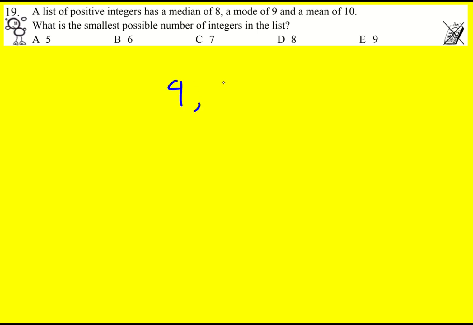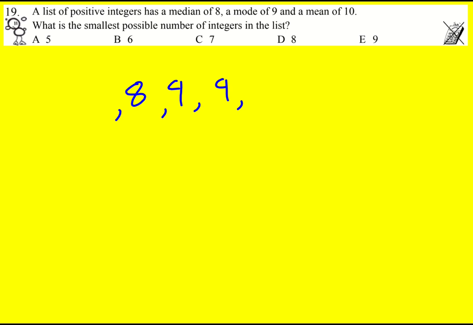I'm going to put the modes down to start with. So I know there's at least two nines in this number. I then know that the median is 8, so it's going to have to be over here. It's going to be less than the nines. And let's try and put an 8 in. Okay, that was my first thought when I did this question.